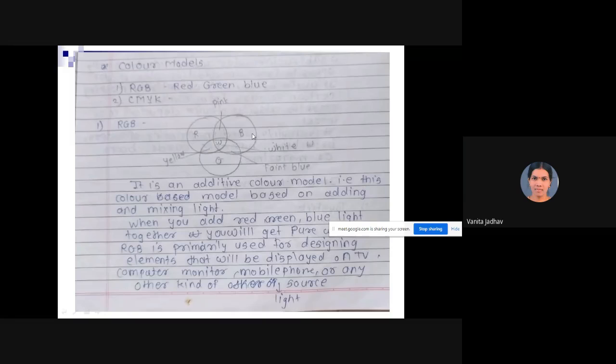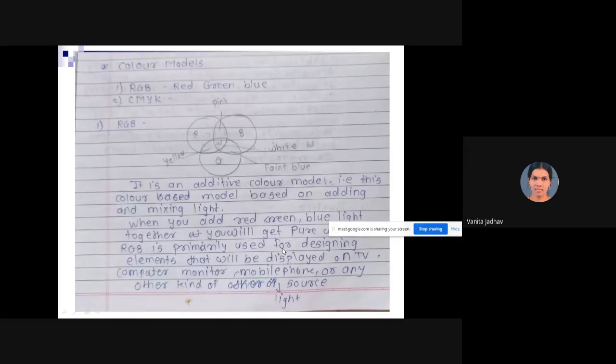So in short, light is added in the color. That's why it is called an additive color model. For example, you are sitting with a mobile; if you are sitting in bright light, the mobile screen also starts looking bright. And if you are sitting in the dark, it starts looking a little dark. So like that, this is nothing but the additive color model. When you add red, green, blue light together, you will get the pure white color.